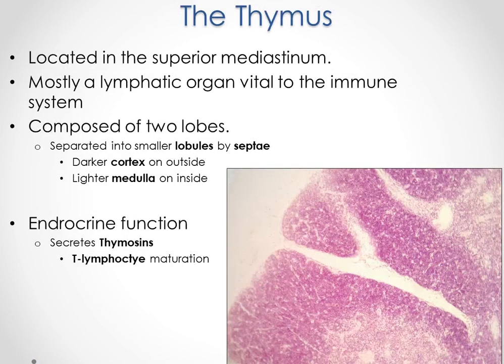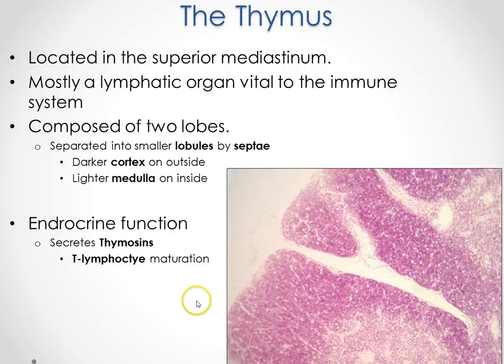The last organ we're going to look at is called the thymus. This is going to be located in the superior mediastinum, right on top of the large blood vessels that are leaving and coming into the heart. The thymus is going to be mostly a lymphatic organ. It has a lot to do with the immune system, but it does produce a hormone, so you can place it in the endocrine system as well.